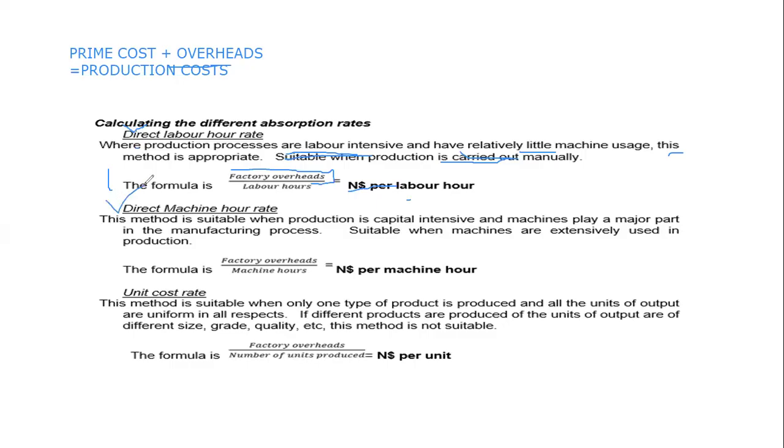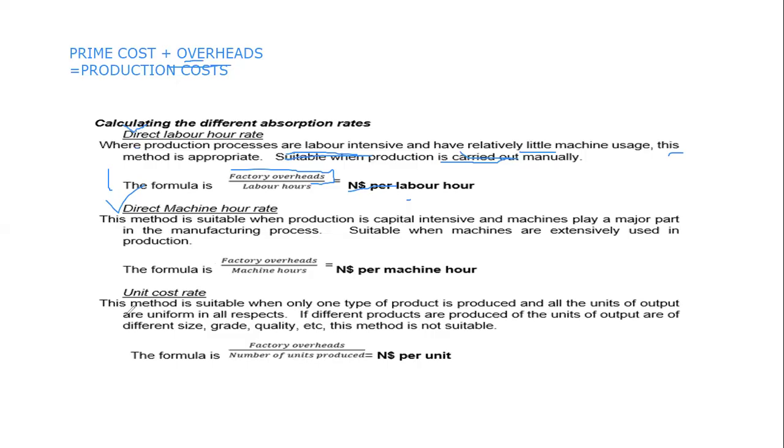And also direct machine hour. So this one is suitable when production is capital intensive and machines play a major part in the manufacturing process. Suitable when machines are extensively used in the production. Now, if machines are used in the production in that department, then the suitable absorption rate to use is the direct machine hour rate. You just take the total factory overheads, manufacturing overheads, and then divide it by the number of hours.